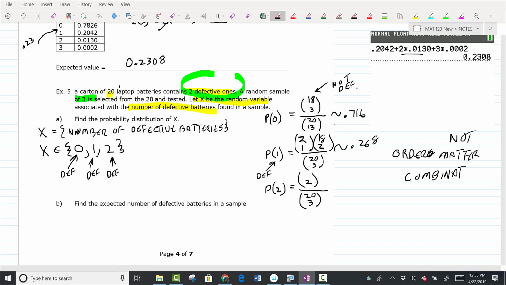What's going to go here? 18, 1. There's 18 good batteries, and you're going to choose 1. So if you choose 2 bad batteries, then the other one has to be good. Okay, so it's going to be 2, 2, like that. Okay, there's 2 out of 2. 18, you're going to choose 1 like that. Okay, when you do that, crunch that out on your calculator, you should get 0.016 like that.